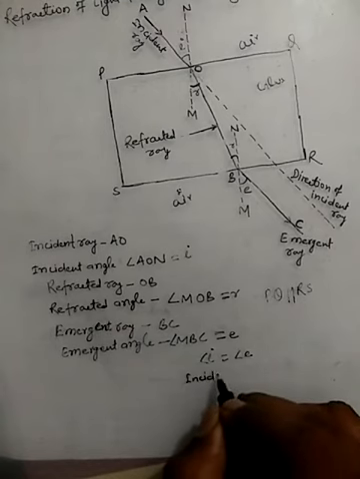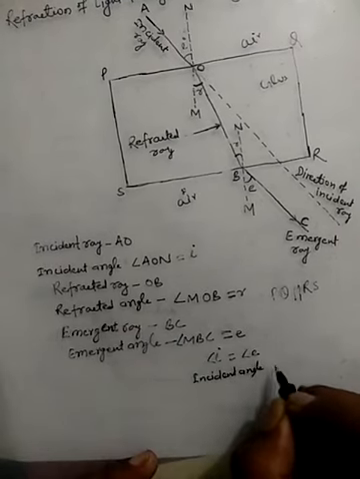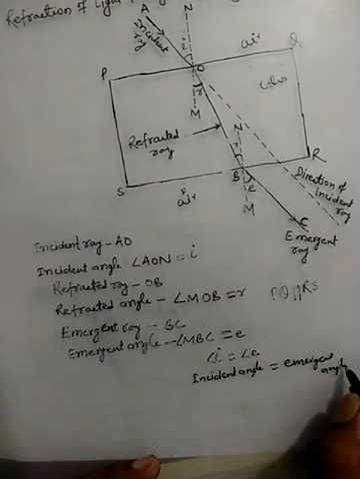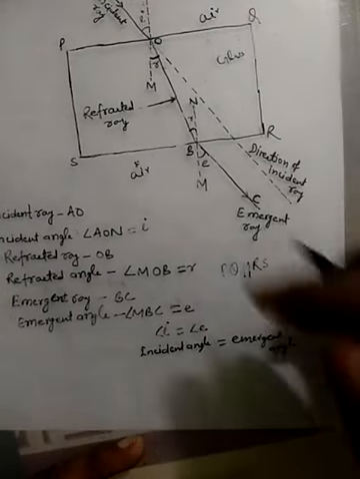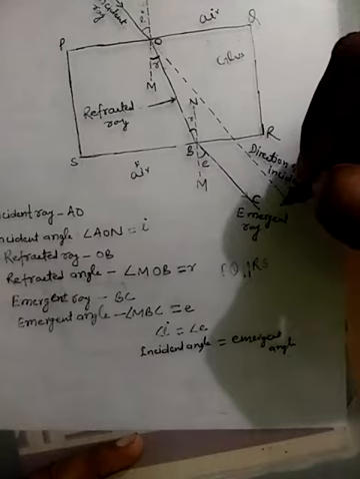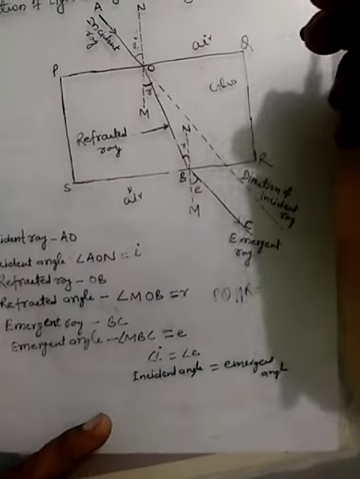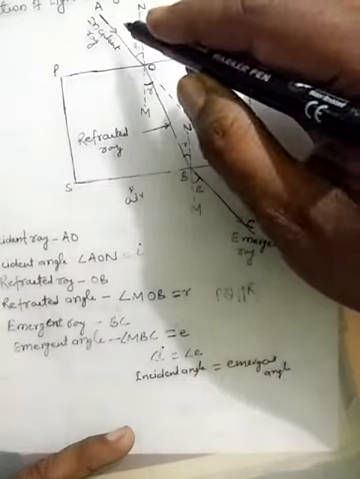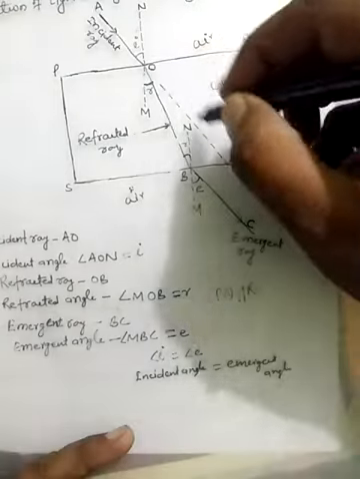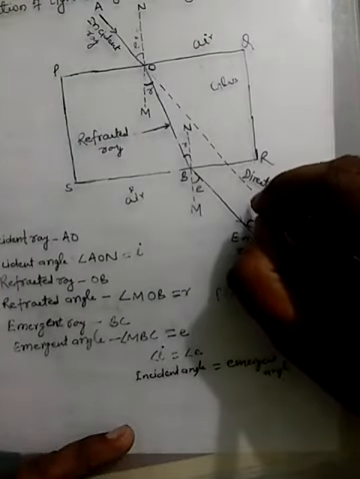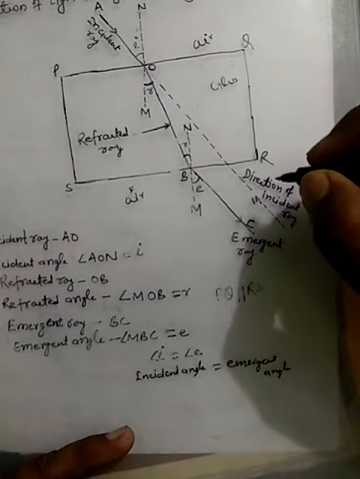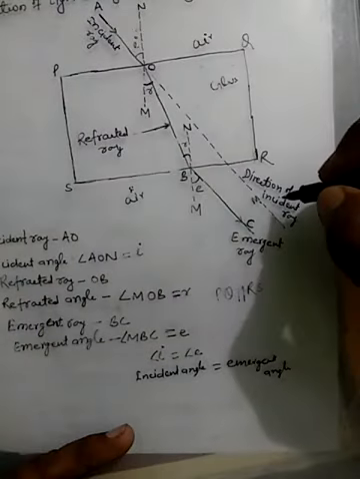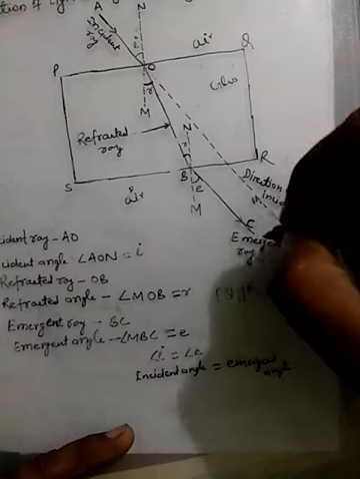The incident angle is equal to the emergent angle, and the line BC is parallel to the direction of the line of the incident ray. AOM is the line of the incident ray, which is parallel to the emergent ray.